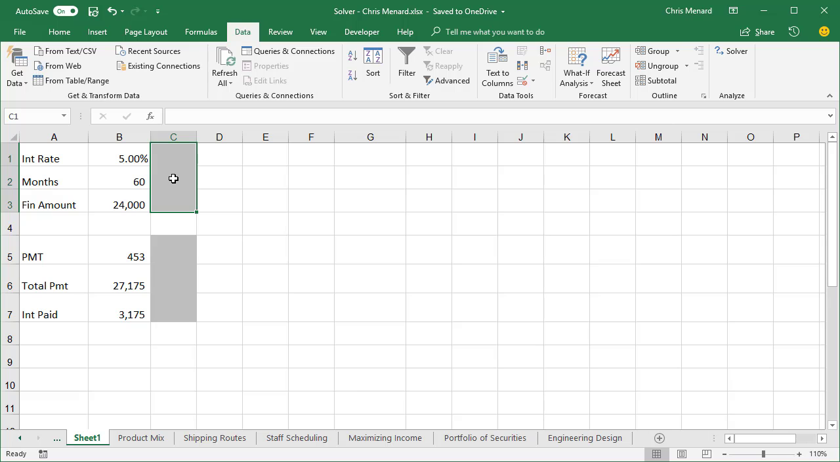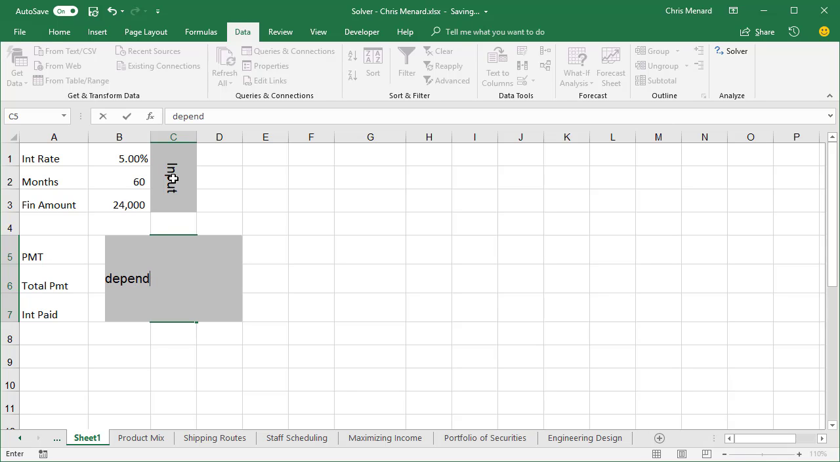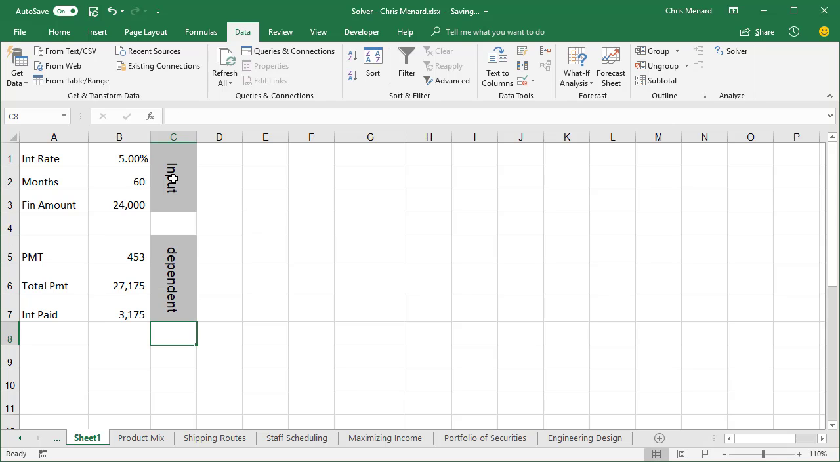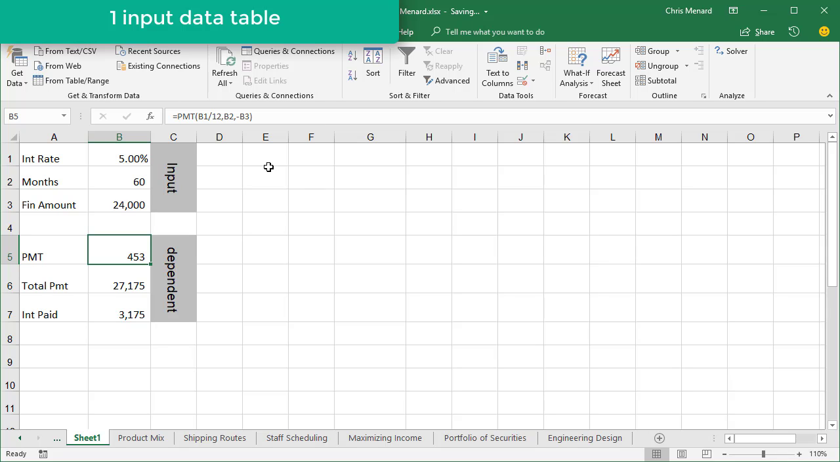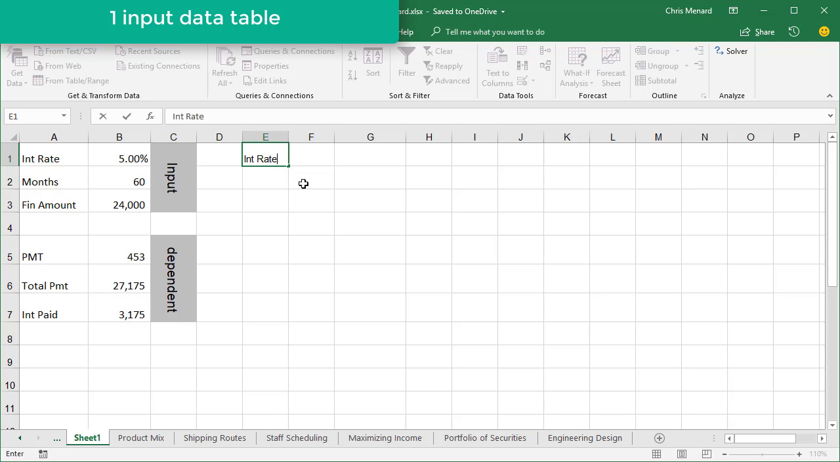So these three right here, those are input cells. Those are just numbers I typed. These three down here are dependent cells because they're dependent on the input cells. So now, let's do the data tables. I'm going to do two of them. The first one is called a one input data table. What I'm trying to figure out is if I have a different interest rate, what's my car note?